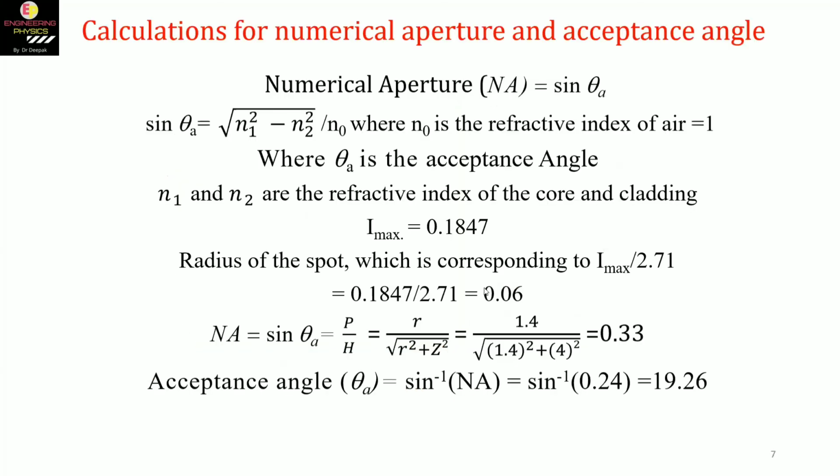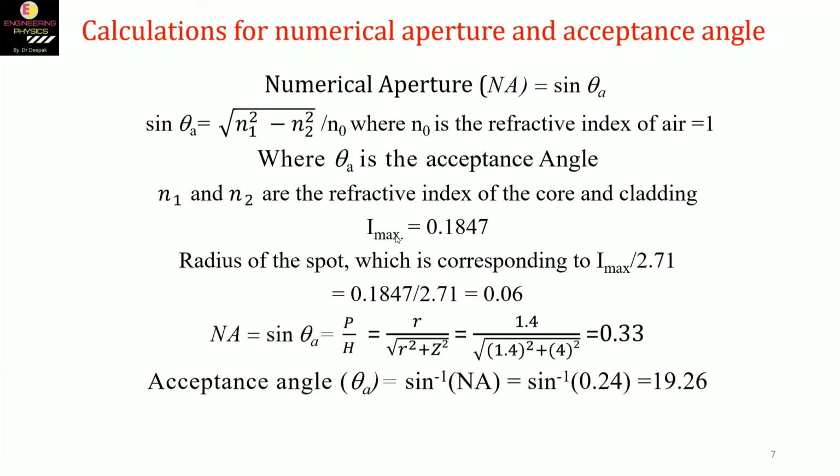Now how can we do the calculations? Numerical aperture is equal to sine theta A. We can put the numerical aperture relation as square root of n1 square minus n2 square, divided by n naught, where n naught is the refractive index of air, which is equal to 1, theta A is the acceptance angle, and n1 and n2 are the refractive indices of the core and cladding.